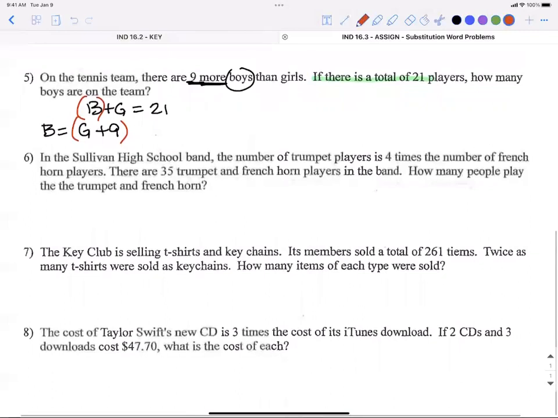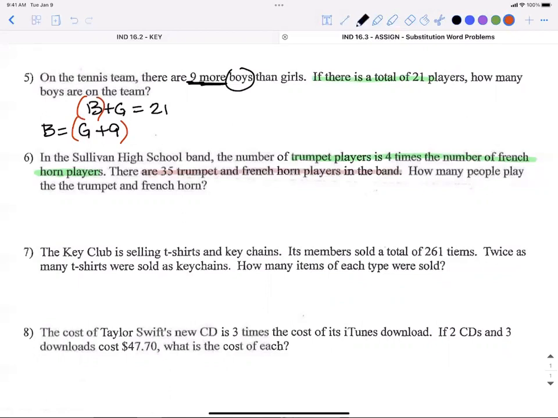Let's see. In Sullivan High School, the number of trumpet players is 4 times the number of French horns. So the number of trumpet players is 4 times the number of French horns, right? And then it says that there are 35 trumpet and horn players in the band.